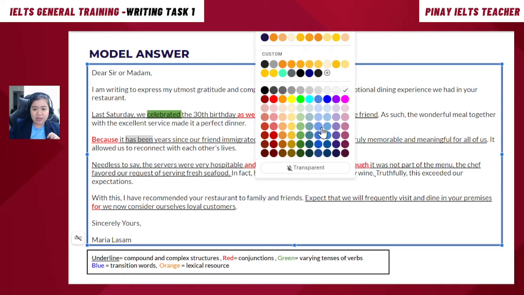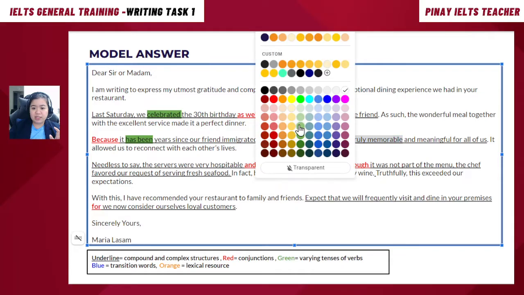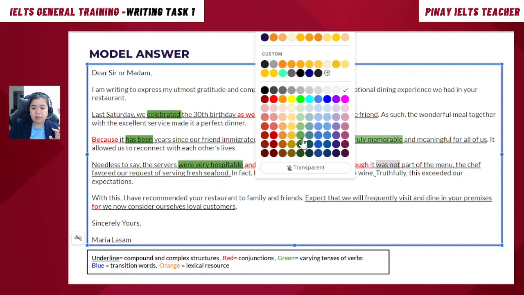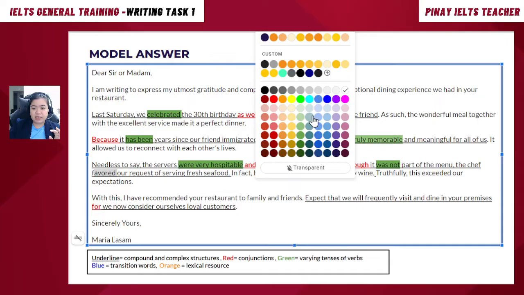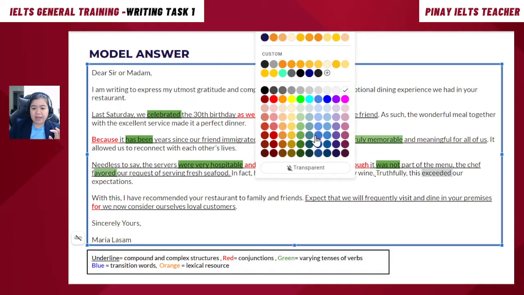Has been is a past participle. It means it's in the past but still going on until now. Okay, was truly memorable is in past tense. Were very hospitable, that's past tense. Was not past tense. Okay, favored past tense. Exceeded past tense.